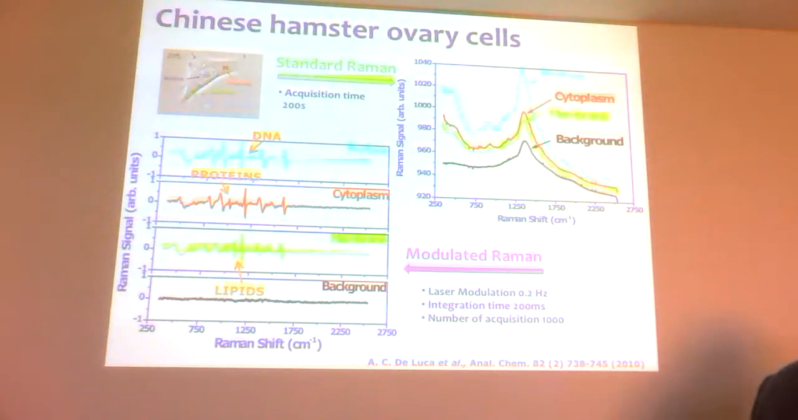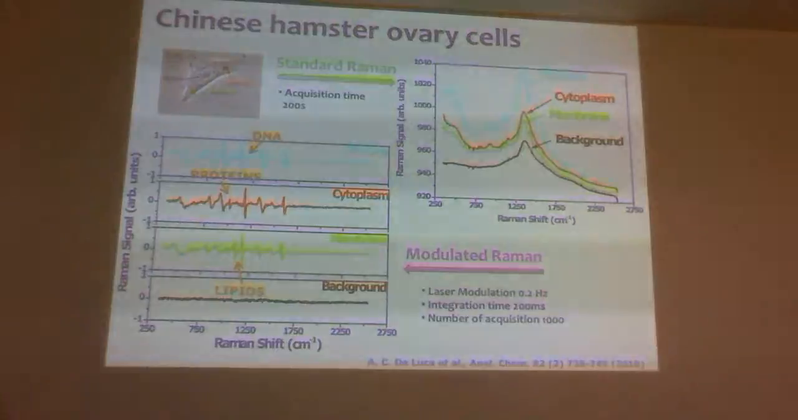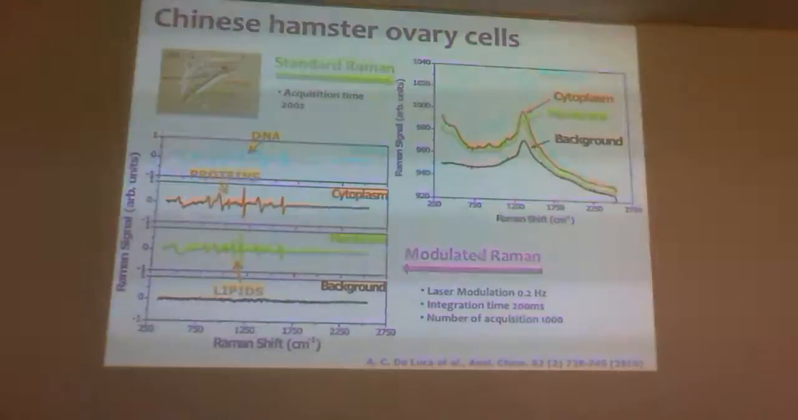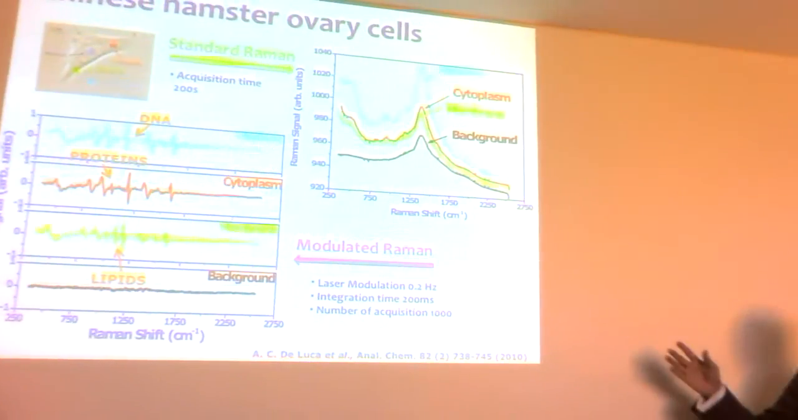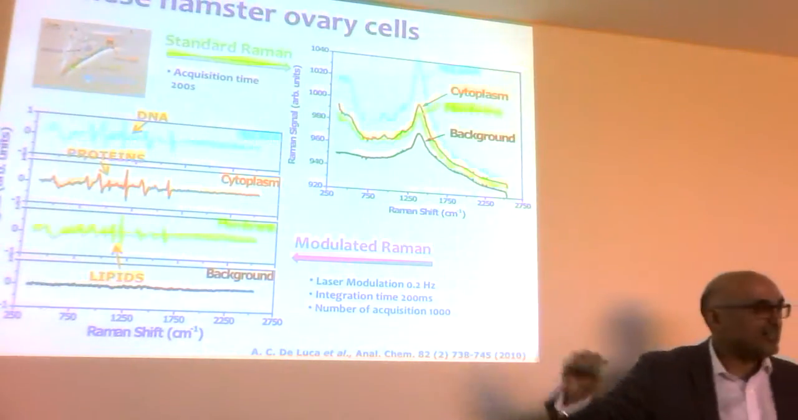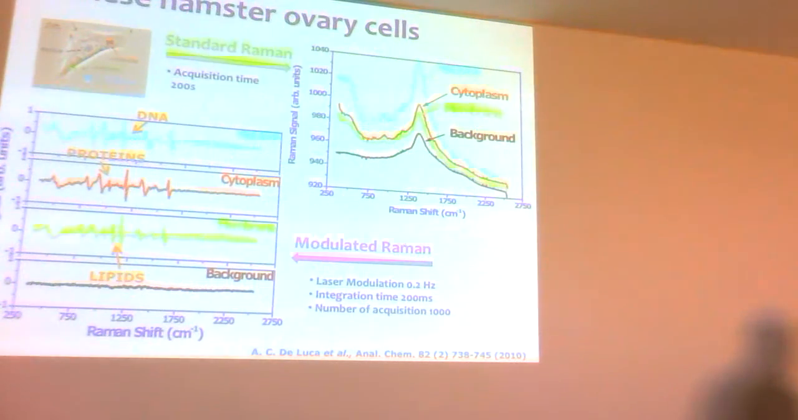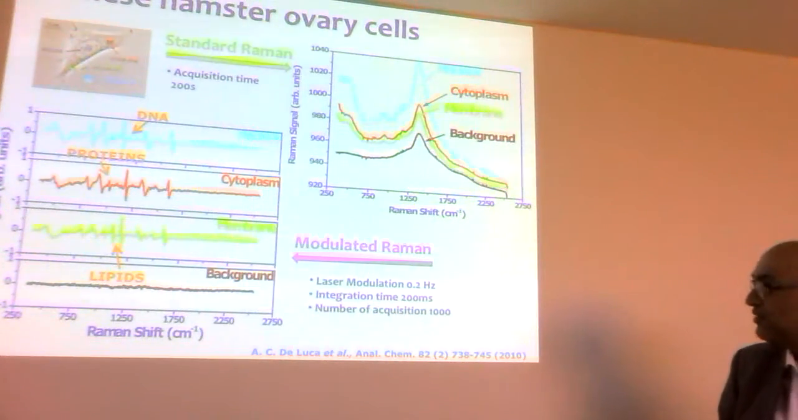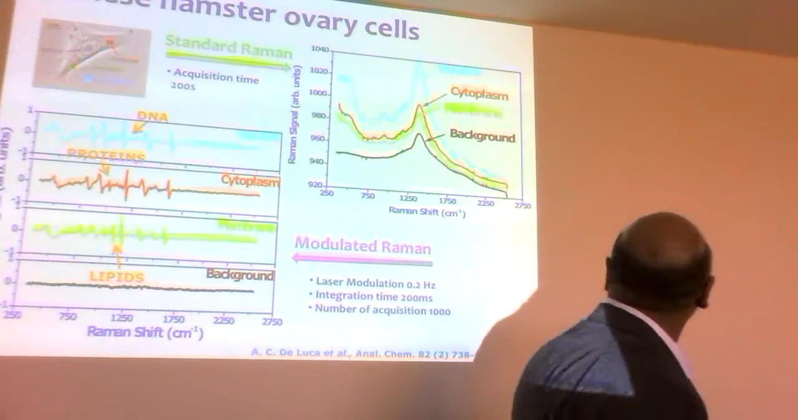So here's an example of what one might get. Here's a Chinese hamster ovary cell. There's the cytoplasm, membrane, and nucleus, and there's the background. You can see it's quite big. If you modulate the signal, for example, and wiggle it around, you can see we get basically a near flat line. And this doesn't mean I'm actually doing any mathematics. I'm extracting the Raman signal from any background very, very simply. So shifting in time makes a huge difference.